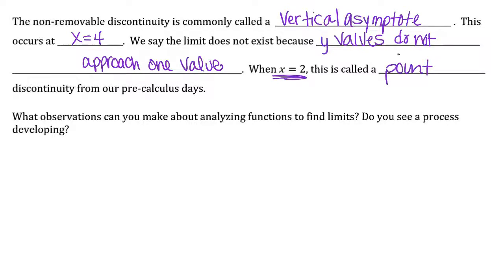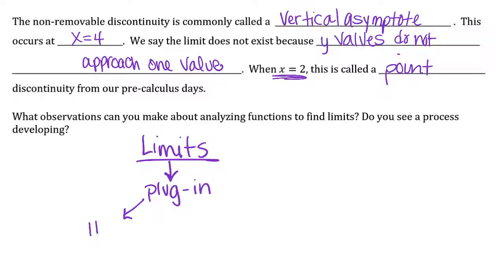And we did talk about that in pre-cal, but we are reviewing it for pre-cal and making sure our Algebra 2 kids know it. Okay, here at the last part, it's asking what observations you can make about analyzing functions to find limits. Do you see a type of process developing? Hopefully, with our limits, we will see that our first line of defense, the first way we attack limits, is going to be to plug in. Each and every time you plug in. And then from plugging in, we run into a few things.